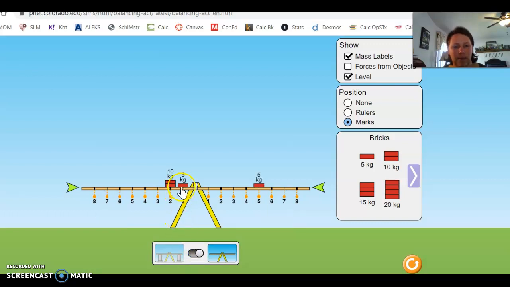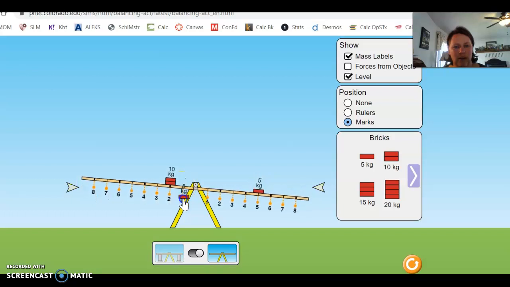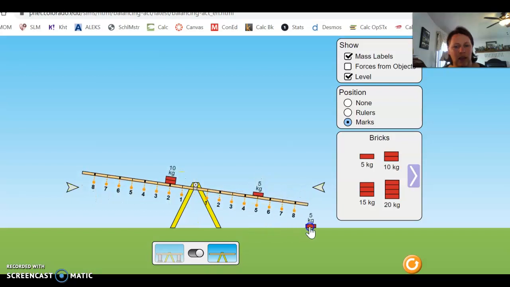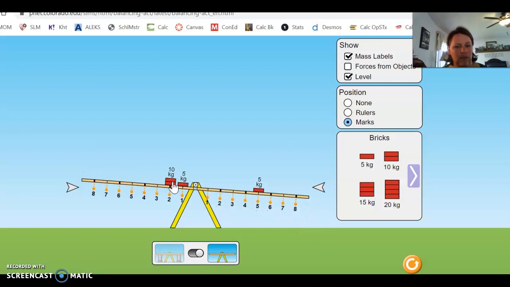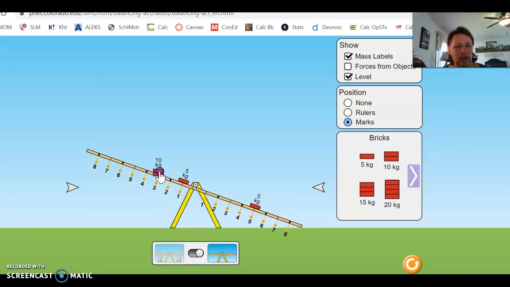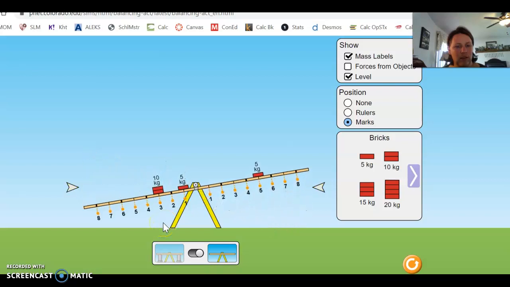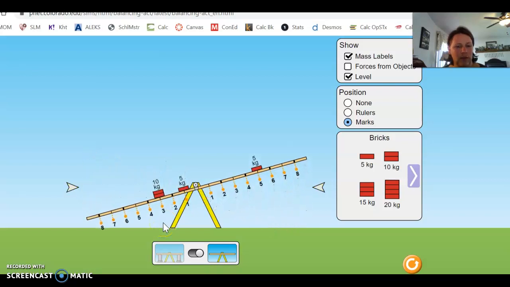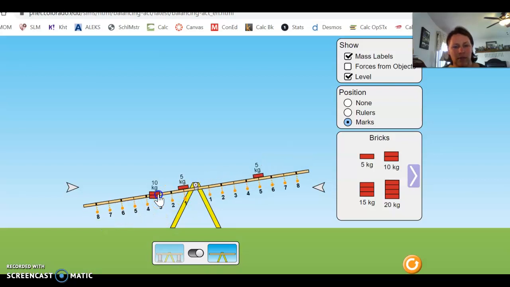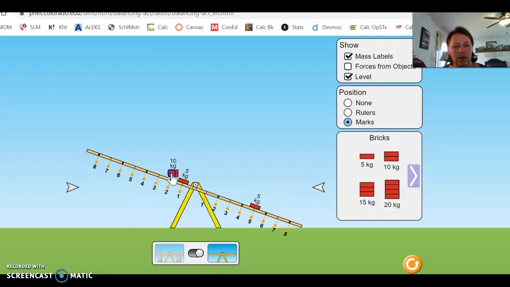Now let's see what happens if I take this 5 kilograms off. If I take that 5 kilograms off, it's no longer balanced. If I take this 10 kilograms and move it down to the 3, then I'm off balance the other way. So the position of each brick plays a huge part in whether or not we are balanced.